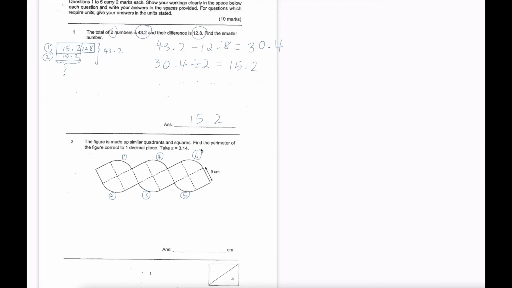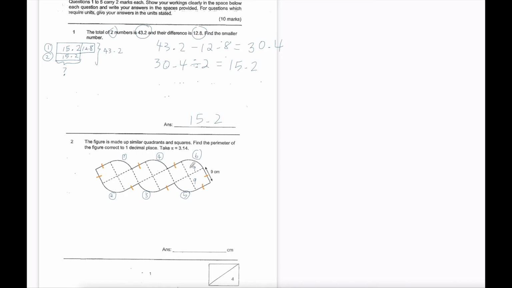So how many sides of squares are there? There's 1, 2, 3, 4, 5, 6, 7, 8. So we're done counting. Let's start doing the question. If this is 9 cm, that means this is also 9 cm, correct? Because it's the sides of a square, and also this is 9 cm.